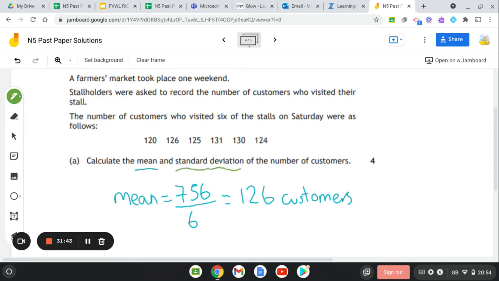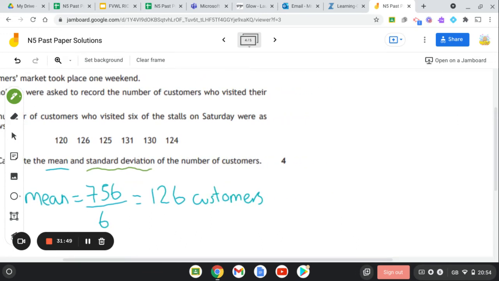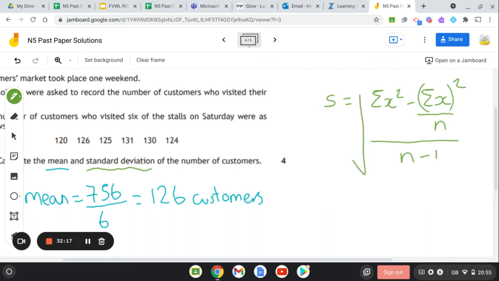Now there are 2 formulas for standard deviation. You just need to pick one of them. One that some people quite like to use just for its quickness is the kind of longer one. So the standard deviation is the sum of x squared, take away the sum of x all squared, divided by n, all over n minus 1, and then take the square root of all of that.